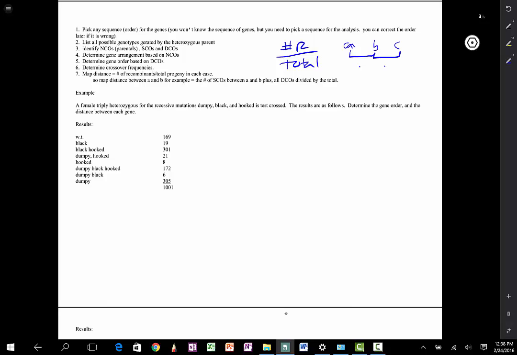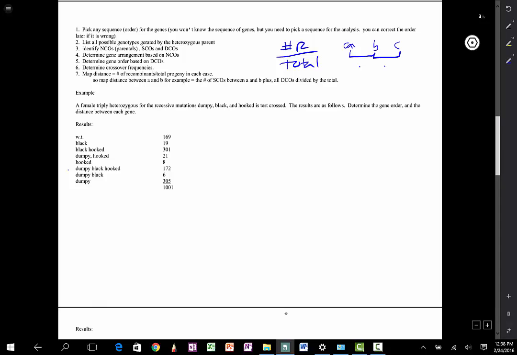We have to figure out what's in the middle and what order the genes are in, and we can get that from the data. So this thing says the first step is to pick any sequence or order of the genes. So this one has it written down with, if you look at the one where all the mutants are listed, it says dumpy, black, hooked. So we'll use that as our order of genes. That may or may not be the right order of the genes, but for now we need to start with something, so we're going to start with that.